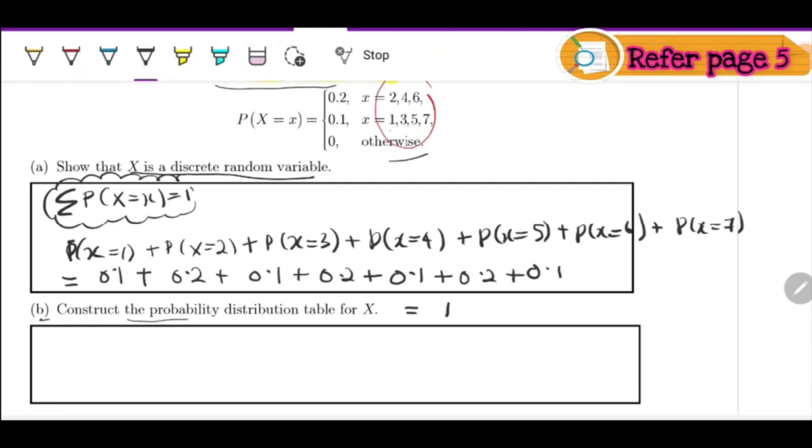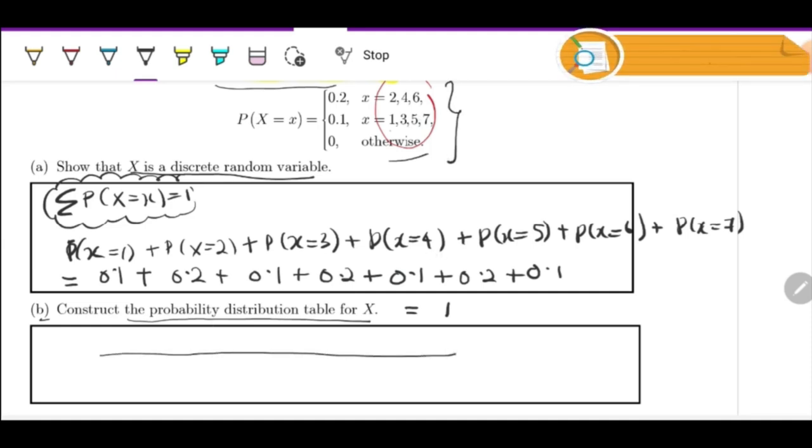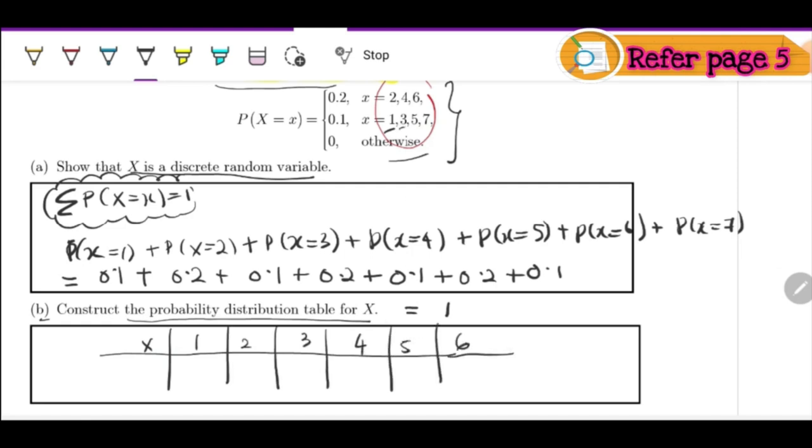B. Construct the probability distribution table for X. We just transform this function into a table. The first row is the value of x. So we start from 1, 2, 3, 4, 5, 6 until 7. The second row is for probability.